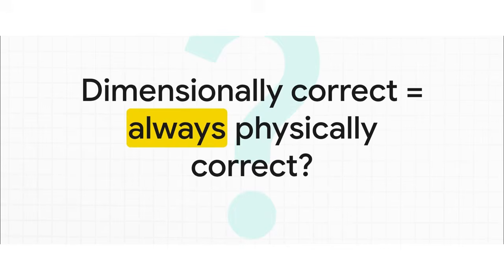And for our very last question, a real thinker. If an equation is dimensionally correct, does that automatically guarantee that it's also physically correct? Think about that one. It's a small but very important difference.